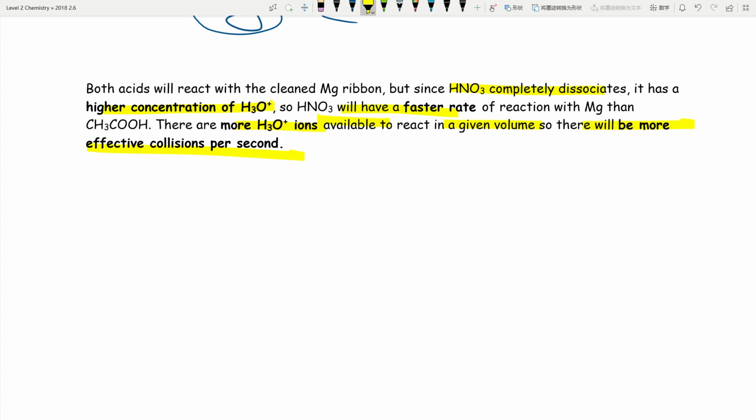Okay, so that's the end of this 2.6 examination paper, and I have done every single topic for level 2 chem, covering all the exams of 2019 and 2018. So I believe that's enough.